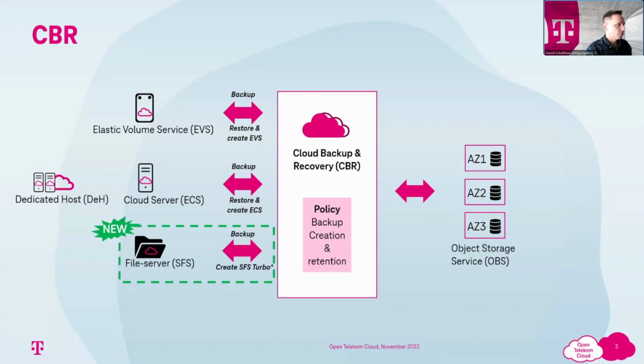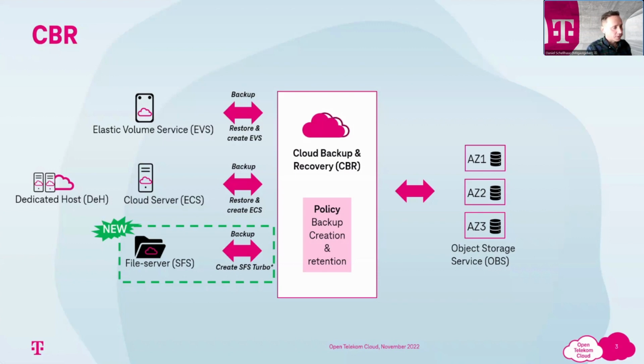So now we are able to back up the EVS, the ECS, and SFS. One hint which I would like to give right at the start is that if you are going to do backups afterwards, a direct restore is not possible using the CBR service or the backup. So you need to create a new SFS Turbo share if you would like to make use of the backup afterwards. So a direct restore is not possible and not working.